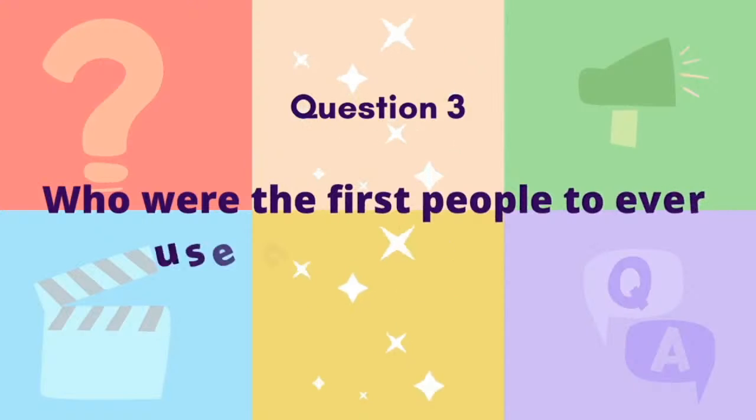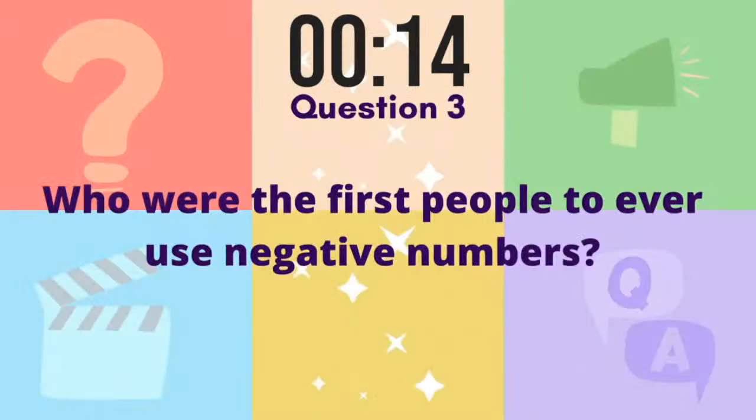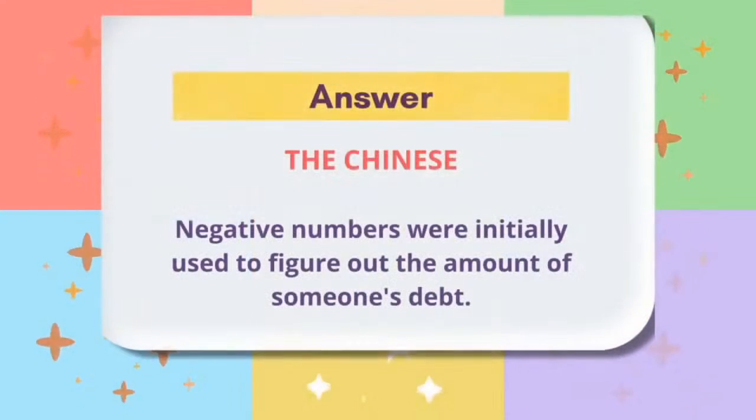Question number 3. Who were the first people to ever use negative numbers? Answer, the Chinese. Negative numbers were initially used to figure out the amount of someone's debt.